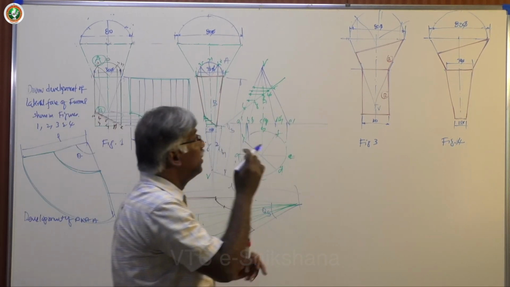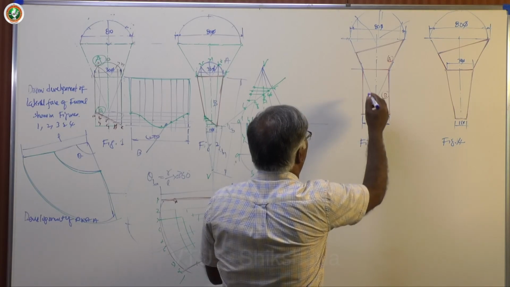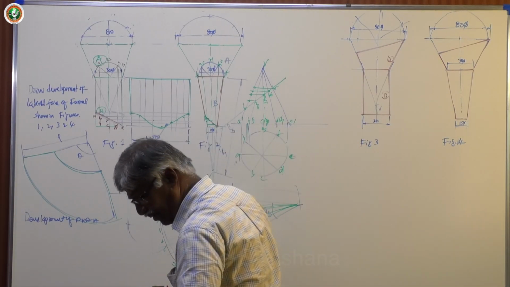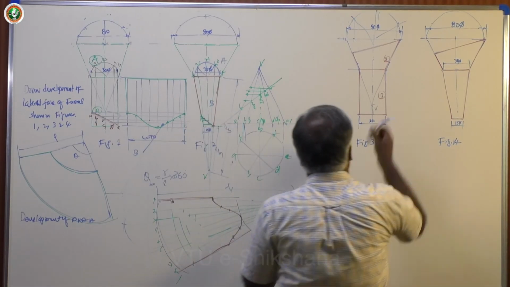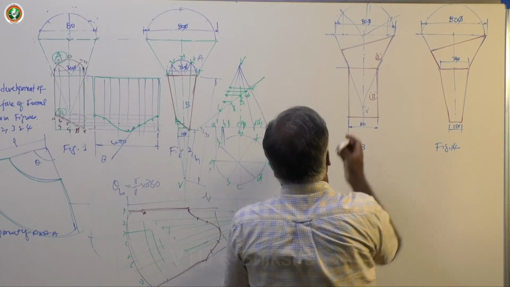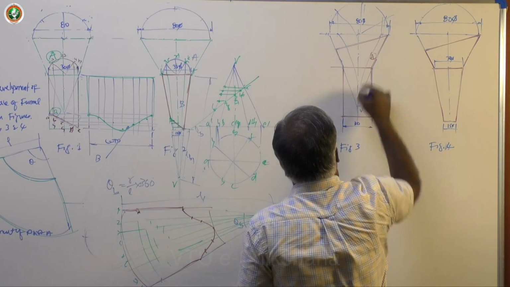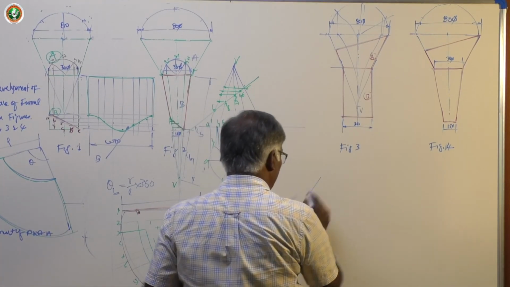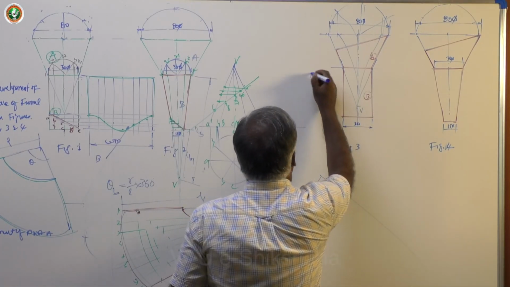Now you take these points as reference. Now this is very important. Take these points as reference and join them because it is truncated. So let me draw the development and calculate theta.